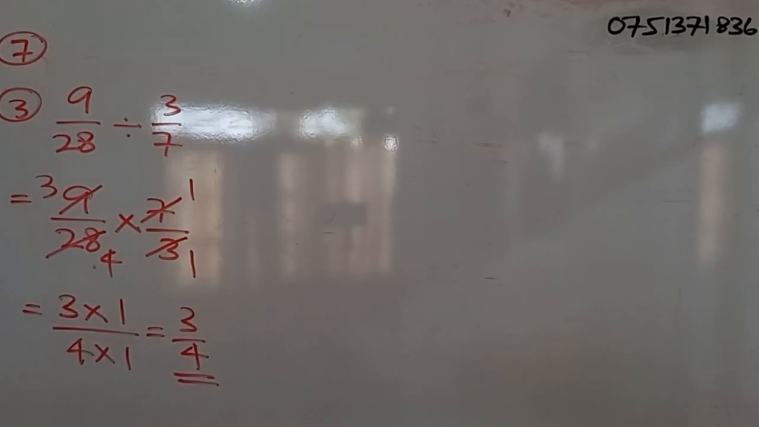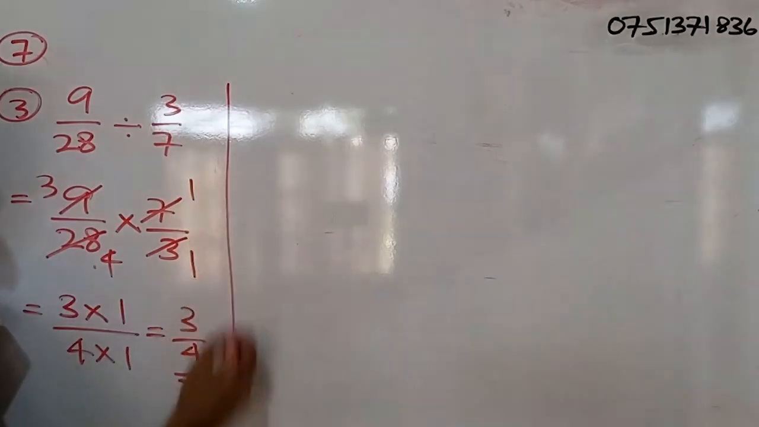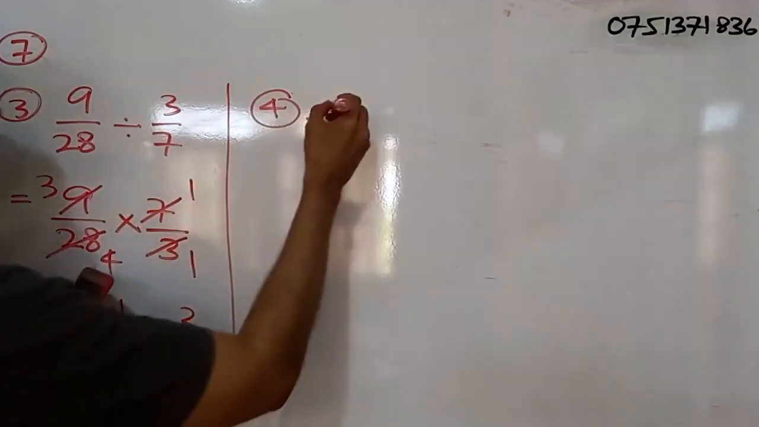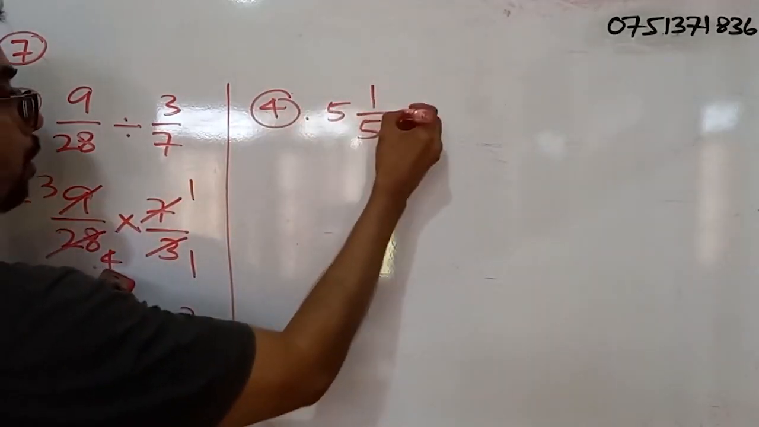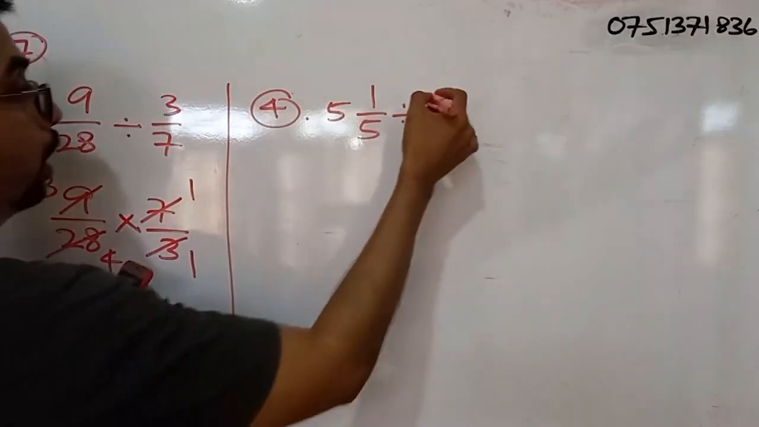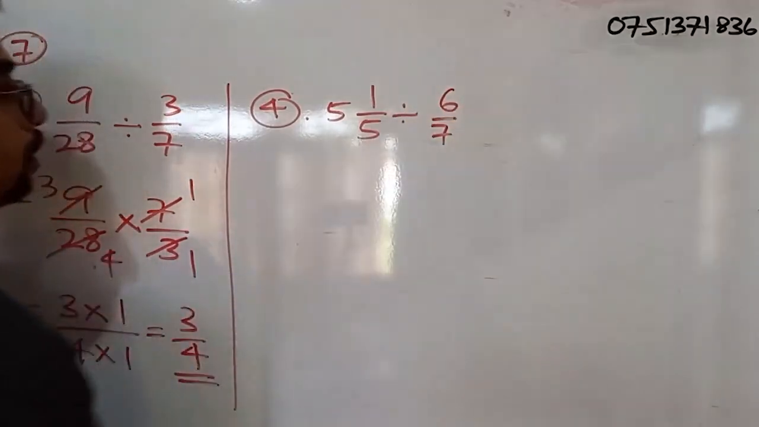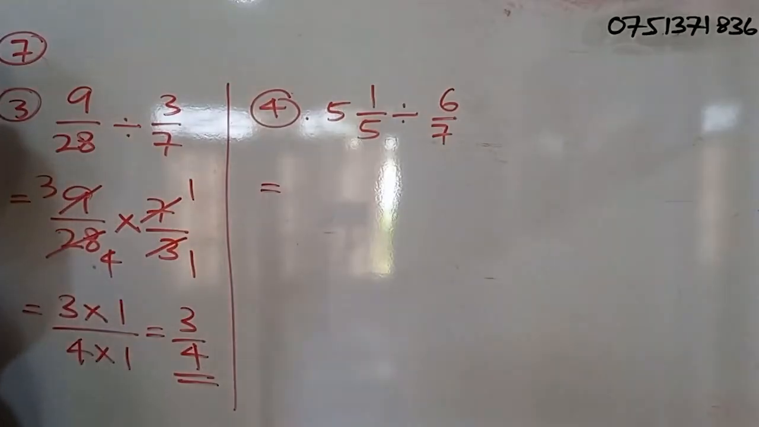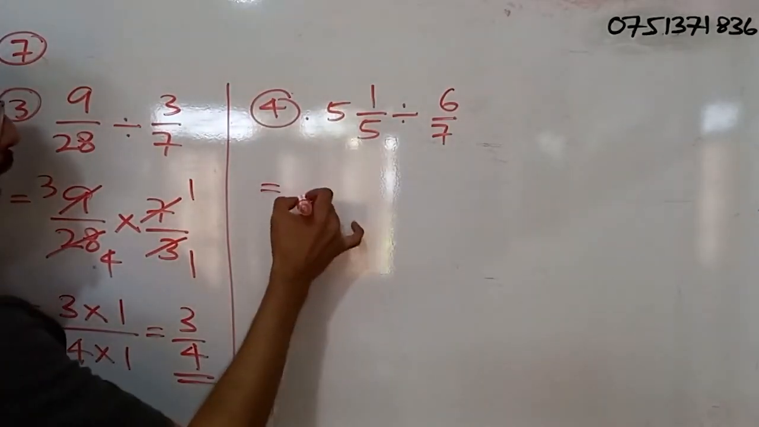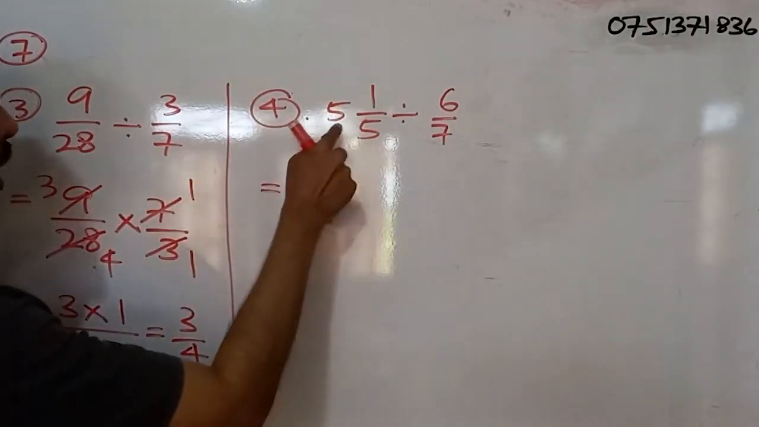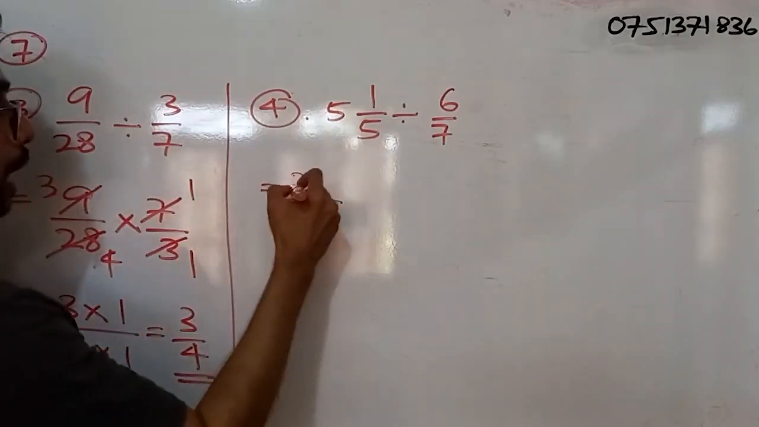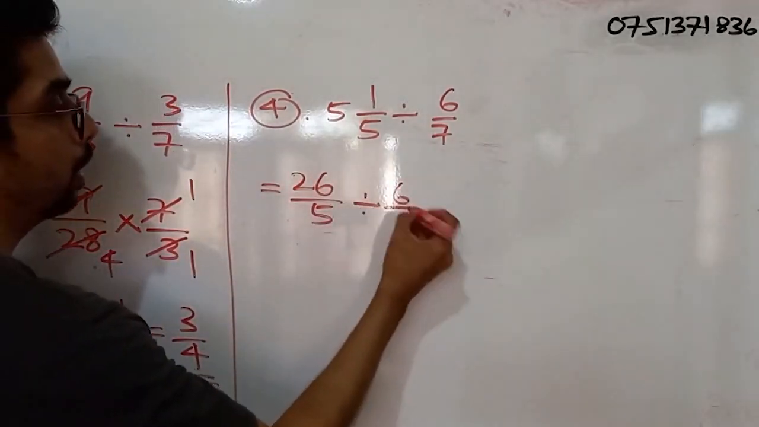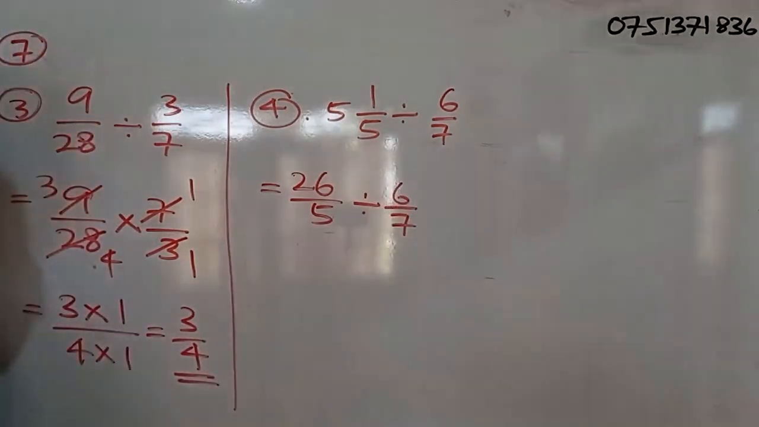3/4, or 3 by 4, as the answer. Right. Part 4. So we have 5 and 1 by 5 divided by 6 by 7. So we have to convert this mixed number into an improper fraction. The denominator will be 5. 5 times 5 we know that is 25. Add another one, that becomes 26. Divide by 6 by 7.